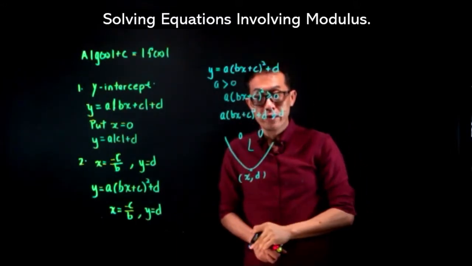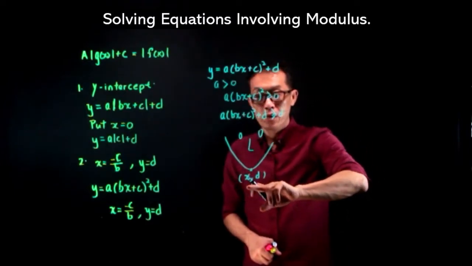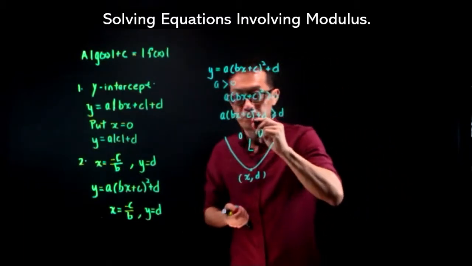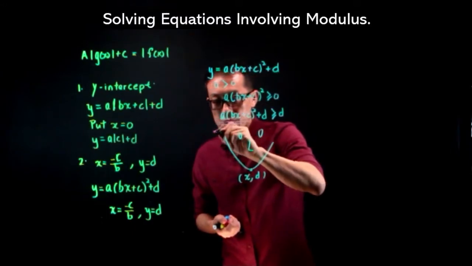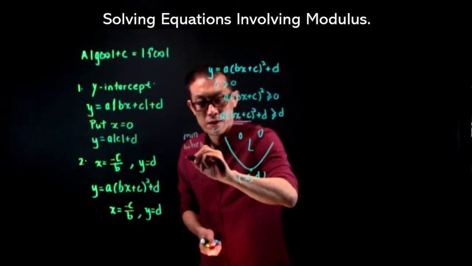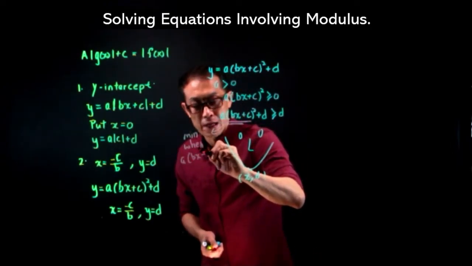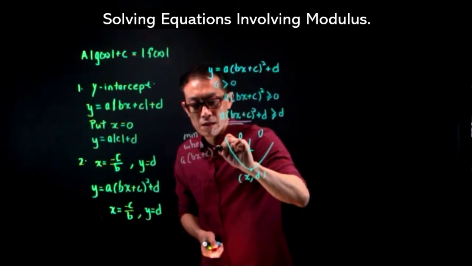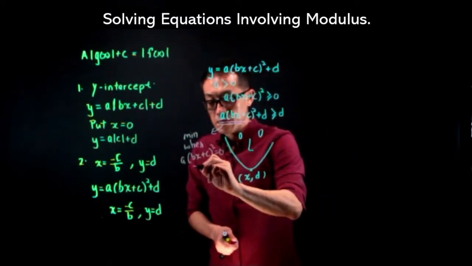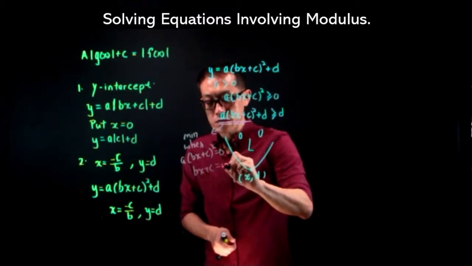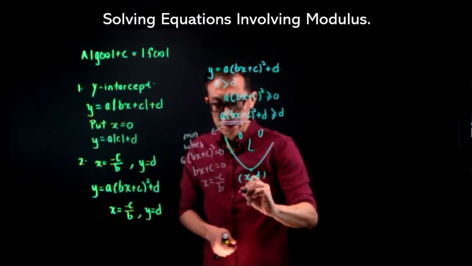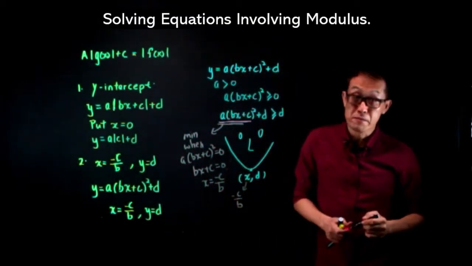Now, what is the x coordinate for this turning point? It will be minus c over b. Why? It will be minimum when this part is 0. The minimum occurs when a times bx plus c, squared, equals 0. But when will this be equal to 0? When bx plus c equals 0, that is, when x equals minus c over b. So the x coordinate is minus c over b. Does it make sense to you now?